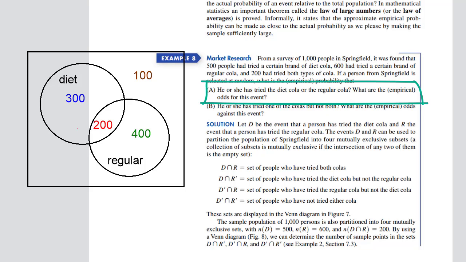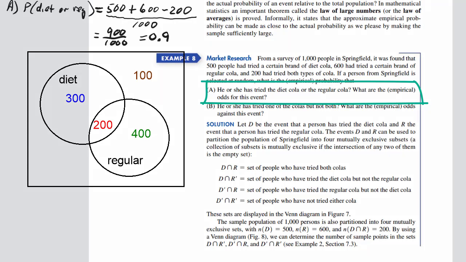Part A of this example says, what's the probability that a randomly chosen person tried either diet cola or regular cola? Because of that or, it's a union. So the number in the diet cola circle is 500, plus the number in the regular cola is 600, minus the number in the intersection, which is 200. All of that is going to be divided by 1,000, the number of people in the sample space. So the probability for part A is 9/10, and you can write that as a decimal or a fraction. That means the odds in favor of the event are 9-1.